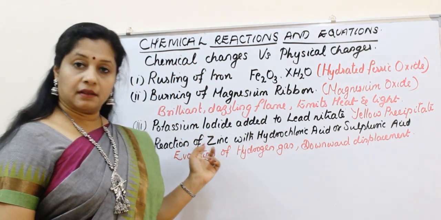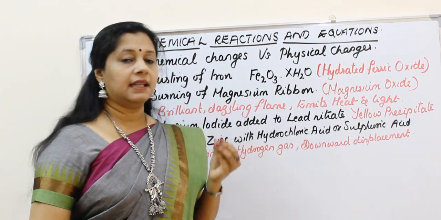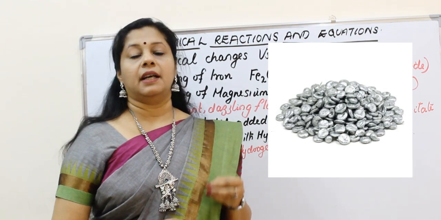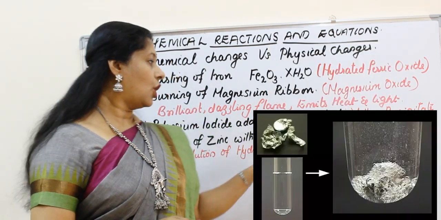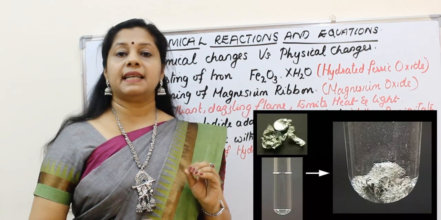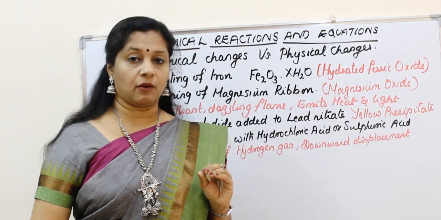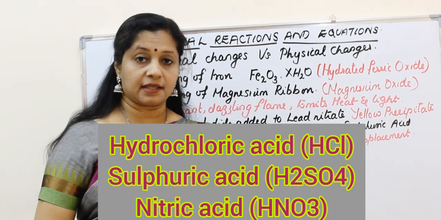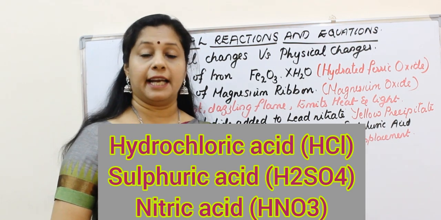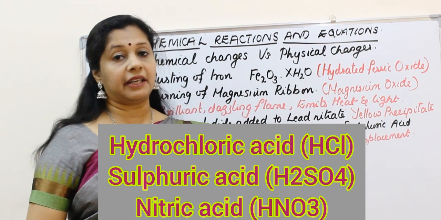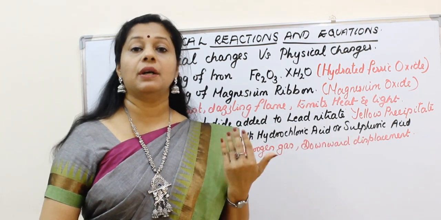Now another chemical change, reaction of zinc. If you take some zinc metal, it is a very lightweight, silver color metal. If you take it in a test tube, to that you add some hydrochloric acid or sulfuric acid. Basically throughout the 10th standard you should know 3 main strong acids with their formula: hydrochloric acid HCl, sulfuric acid H2SO4, and nitric acid HNO3. Learn these 3 by heart, because you will have to keep using them very often.